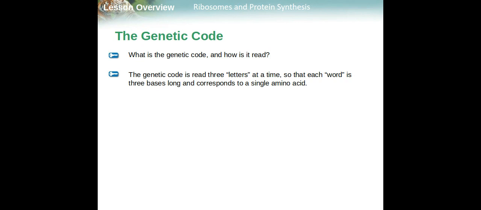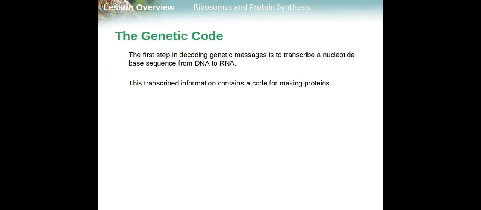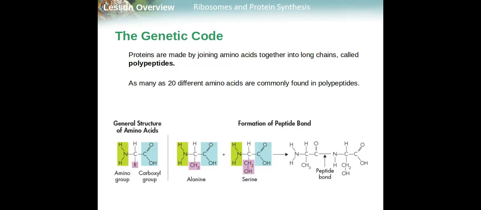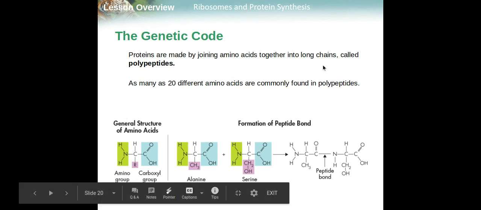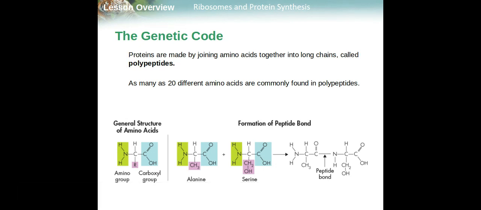So what is the genetic code and how is it read? The genetic code is read 3 letters at a time so that each word, that's what we're going to call it, is 3 bases long and corresponds to a single amino acid. The first step in decoding genetic messages is to transcribe a nucleotide base from DNA to RNA. This transcribed information contains a code for making proteins. The proteins are made by joining amino acids together into long chains called polypeptides. As many as 20 different amino acids are commonly found in polypeptides.